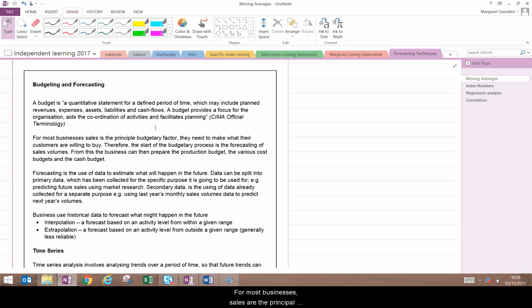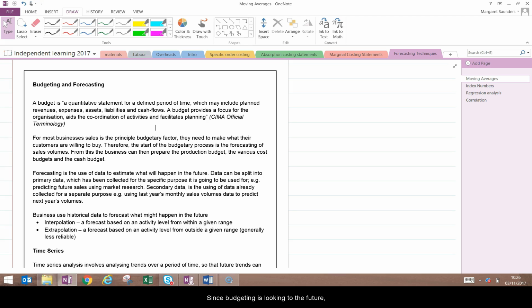For most businesses, sales is the principal budgetary factor, and therefore the sales budget will be the first budget to be prepared. Organisations need to ensure that they make what their customers are willing to buy. Once they've prepared their sales budget, then they can go on and produce further budgets such as a production budget, various cost budgets and the cash budget.